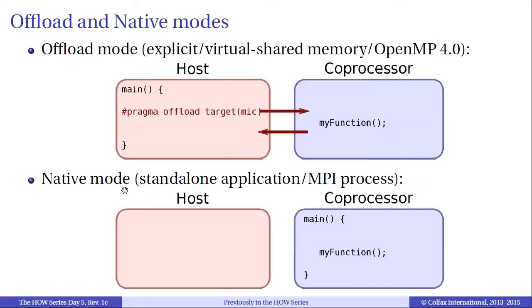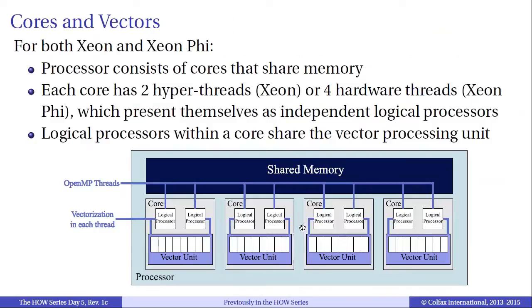This is called the native programming model, and you basically start and run the entire application on Xeon Phi. When you handle parallelism, both in applications for Xeon and for Xeon Phi, it's useful to think of them as symmetric multiprocessors. They have multiple cores. Each core represents itself as multiple logical processors, 2 logical processors per core on Xeon and 4 on Xeon Phi.